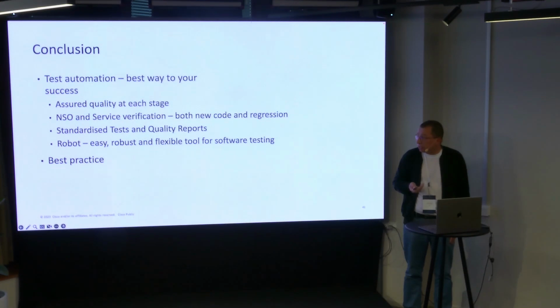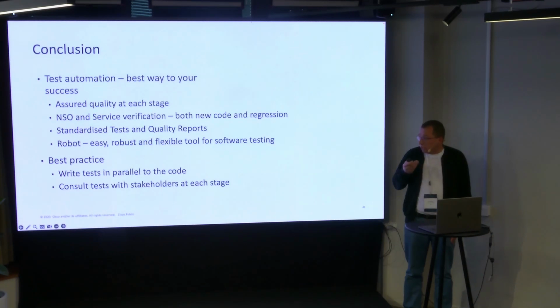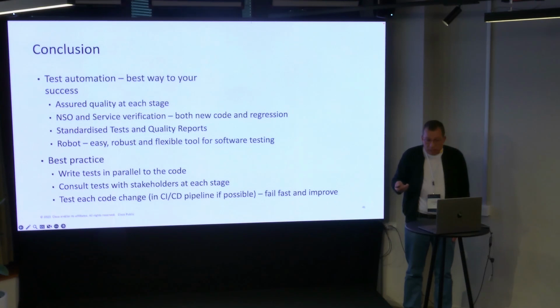Best practice, three simple points. Start writing your tests at the beginning of the project, in parallel to your code, basing on acceptance criteria. Consult the acceptance test plan, and the tests you will be building based on the ATP, with your stakeholders at each stage, with each change. And test each code change.